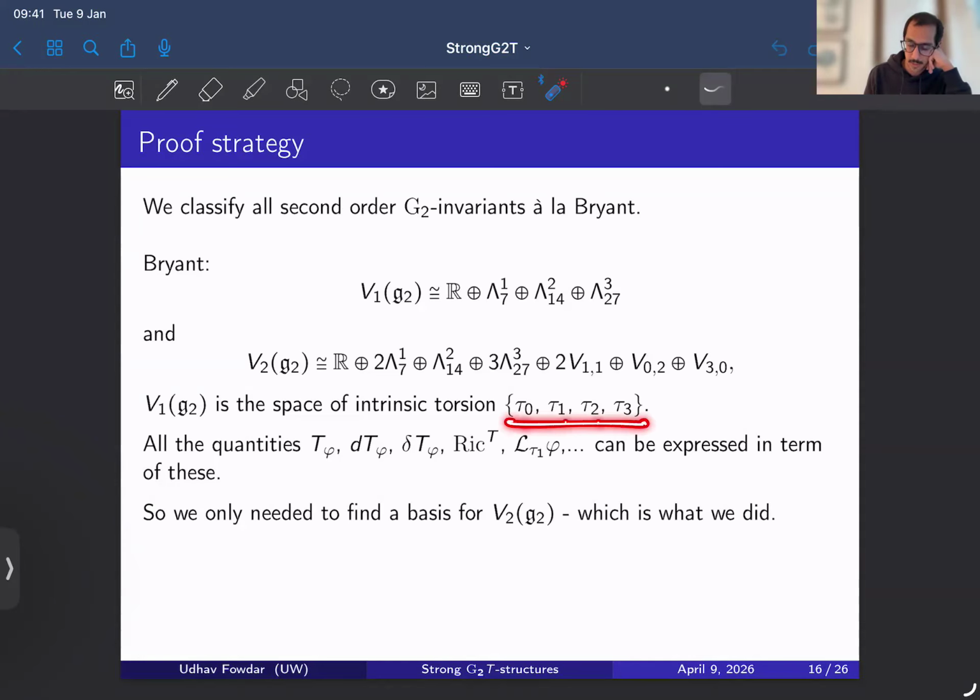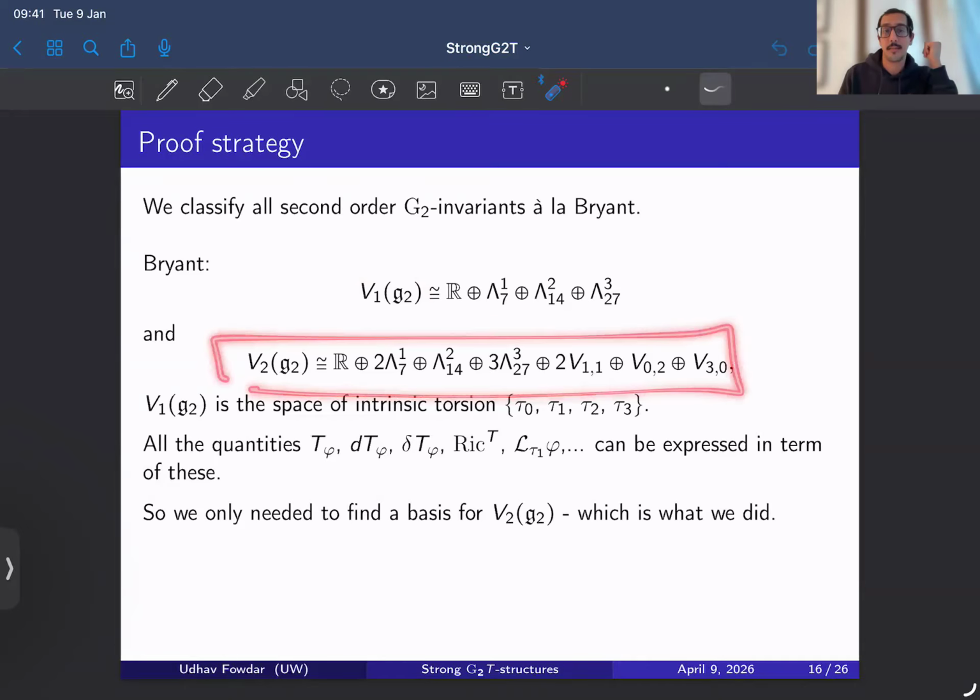It has tau naught, tau 1, tau 2, tau 3, and this corresponds to each irreducible component that arises in the space of first order invariants of your G2 structure. Similarly, you can compute the space of second order invariants of your G2 structure, and this turns out to be given by this space here. So these are all different types of G2 modules.